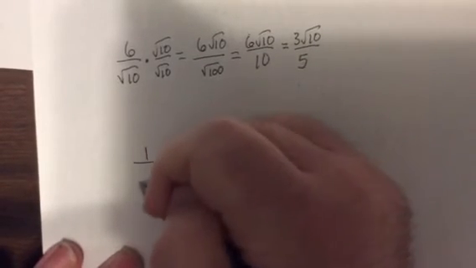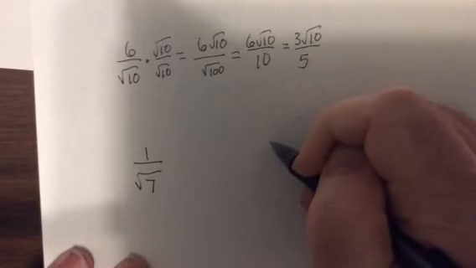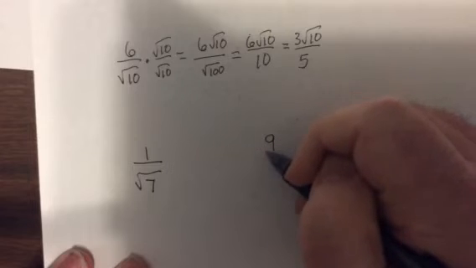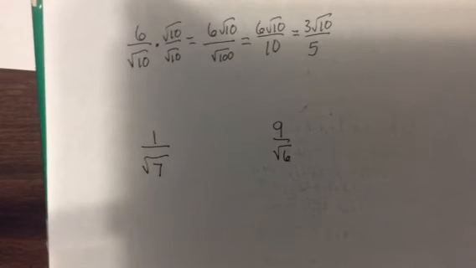So try just 2 for me. 1 over the square root of 7, and 9 over the square root of 6. Do those 2.